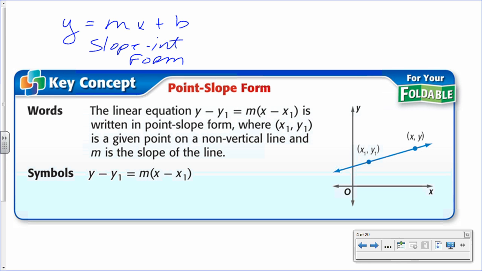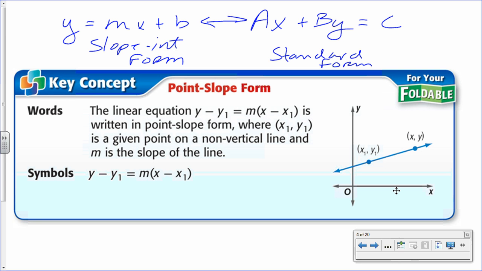Okay, what's another form? Another form. Standard, which is ax plus by equals c. Write those down. And we've written equations in both those forms. Now, the thing you got to remember is, what can I do? I can go from standard form to slope intercept. I can go from slope intercept to standard form by just moving some things around, right? You got to remember those things, all right?